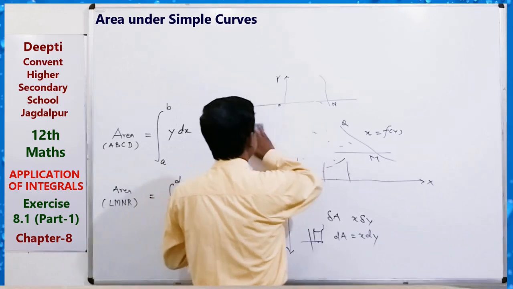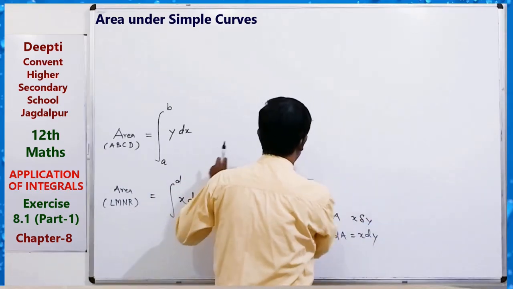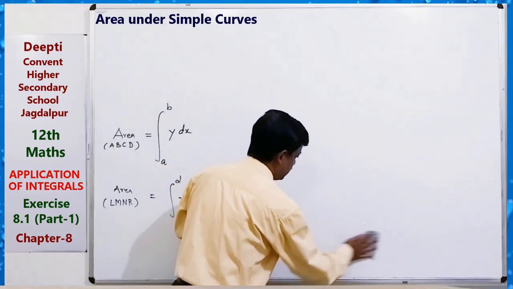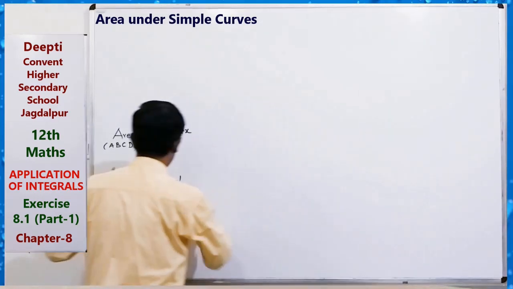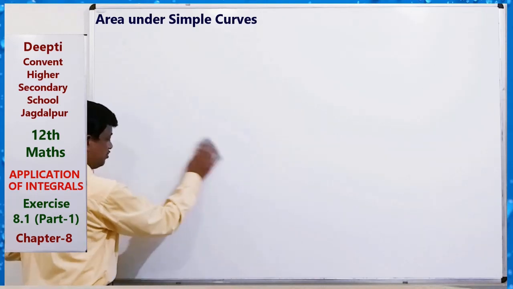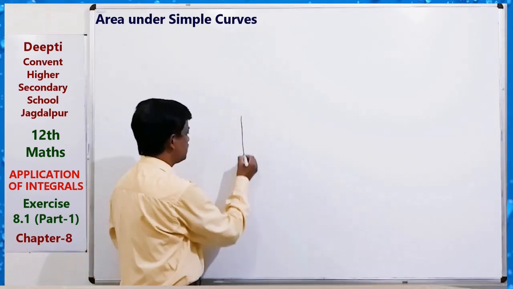Suppose we have a diagram just like this. The upper part is a line and the lower part is a curve. Suppose we have a diagram like this.